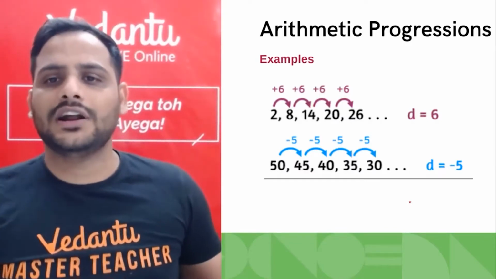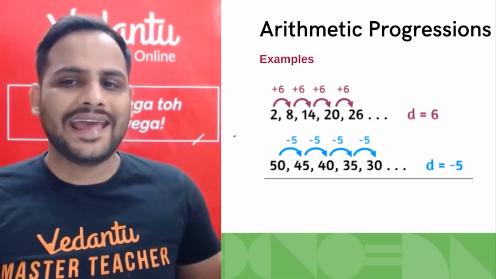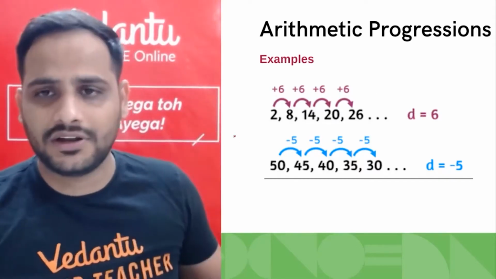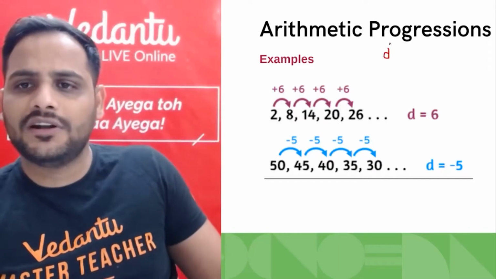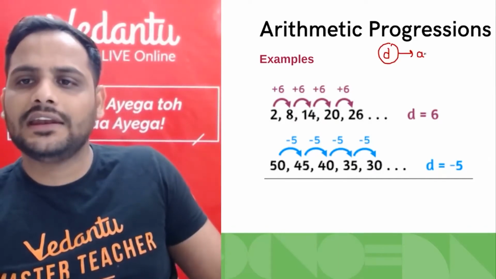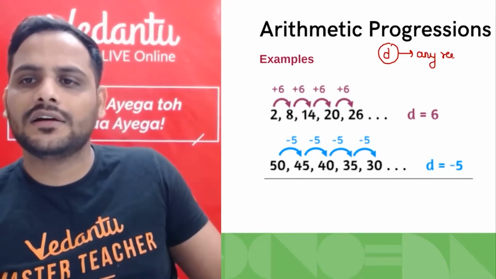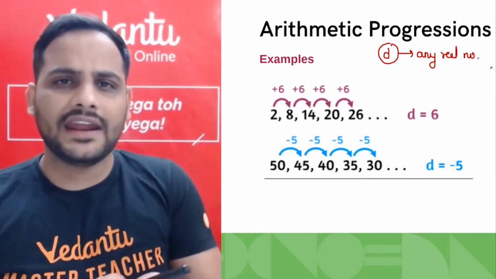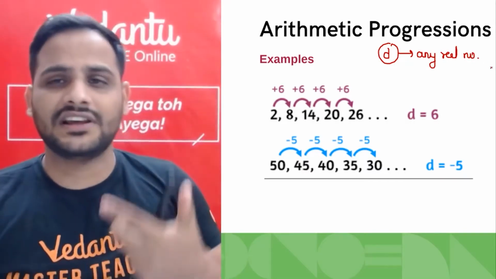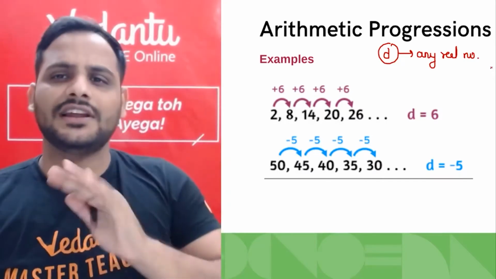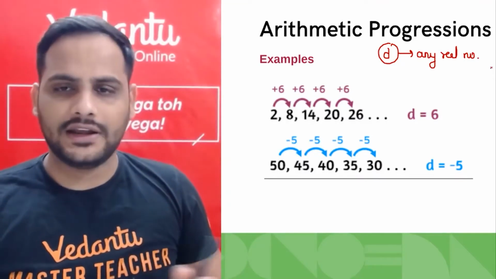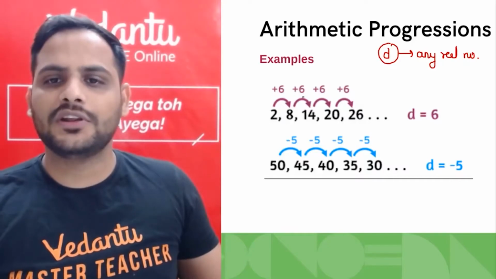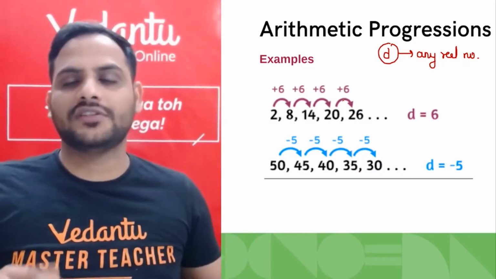All right. So in an arithmetic progression, guys, as I have told you, you can add or subtract any particular number. So remember, our common difference can be any real number. It can be positive, it can be negative, it can be rational, it can be irrational, anything. All right, but it should be common throughout. Every time it should be the same thing.